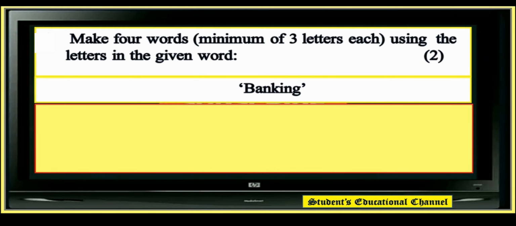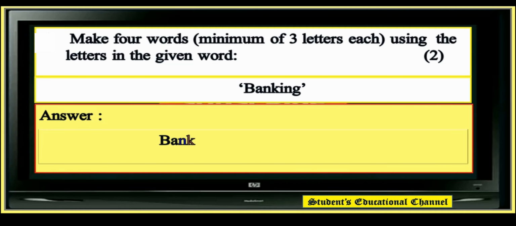Fourth, make 4 words, minimum of 3 letters each, using the letters in the given word. 2 marks. Banking. Answer: ban, king, baking.